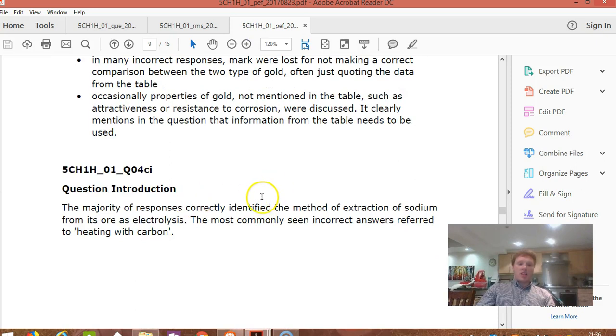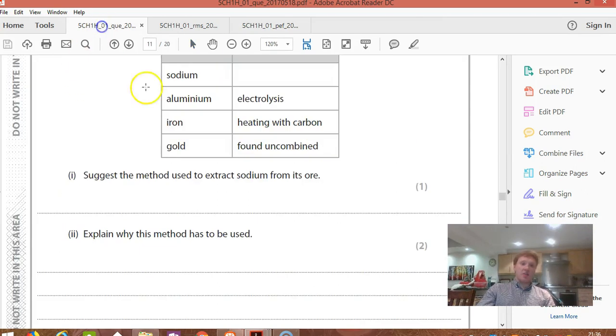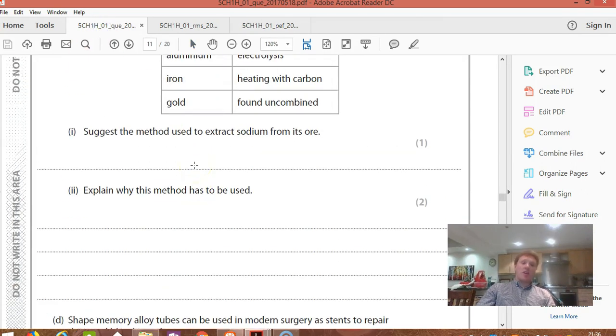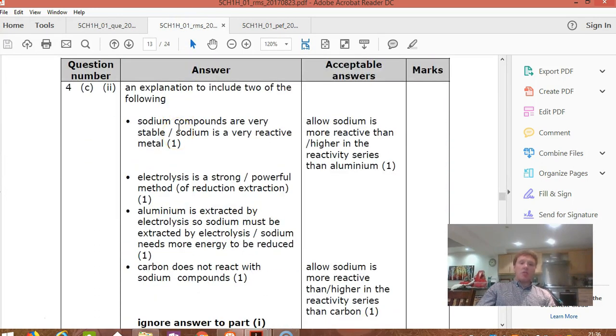The majority of candidates can correctly identify the method of extracting sodium as electrolysis. The most commonly incorrect answer is heating with carbon. There we go. Explain why this method has to be used. 2 marks. Right, the reason is sodium compounds are very stable.